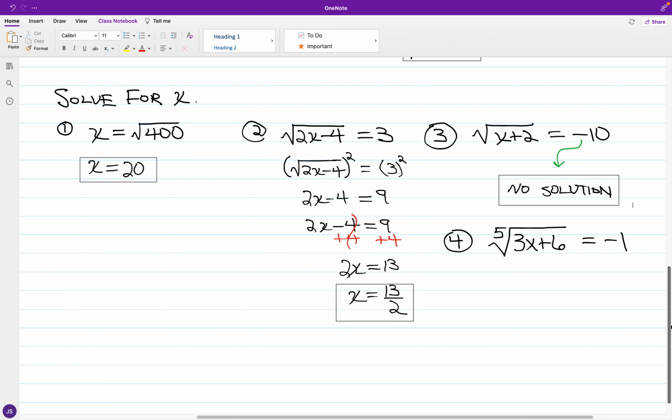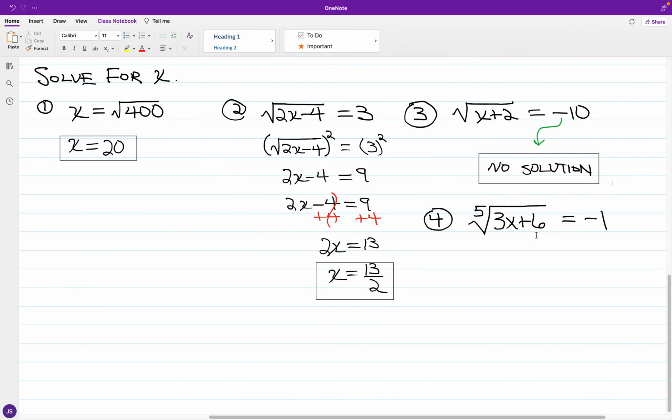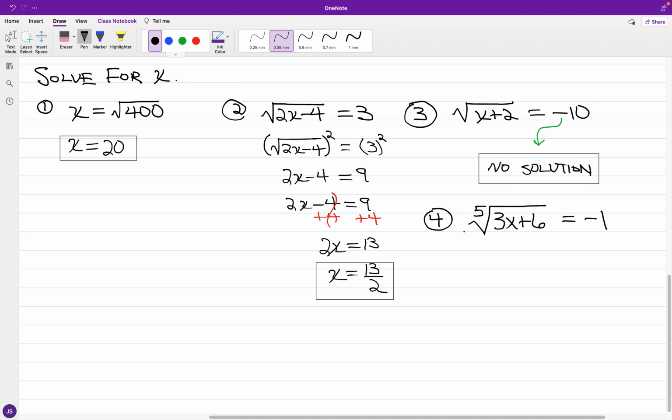Now, for the fourth item, we have an odd root radical expression set equal to a negative. Again, no violation of the principal square root rule, since the property does not apply to odd root radicals. And so I can take care of the fifth root by taking both sides and raising to the fifth power.